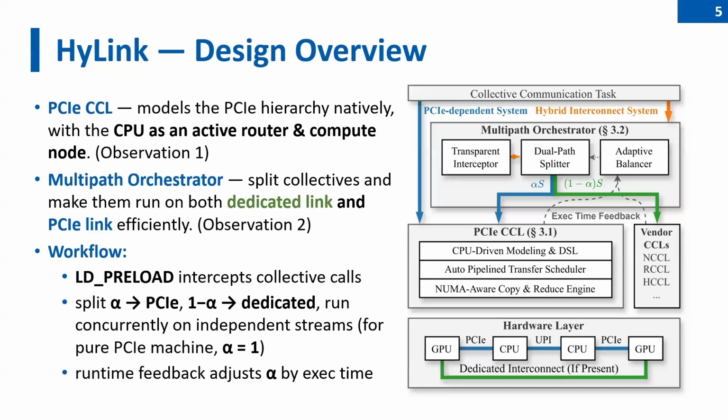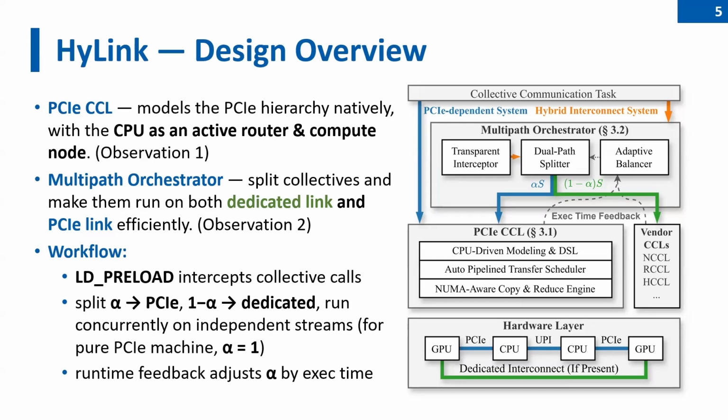The workflow is: when a collective task arrives, it will be intercepted by our library. If the machine doesn't have a dedicated link, the task will be sent to the PCIe CCL. Otherwise, the collective will be separated into 2 paths according to a speed ratio alpha and sent to the PCIe CCL and the vendor CCL separately. The multipath orchestrator will record the execution time of both.